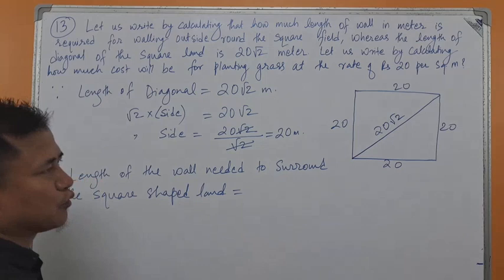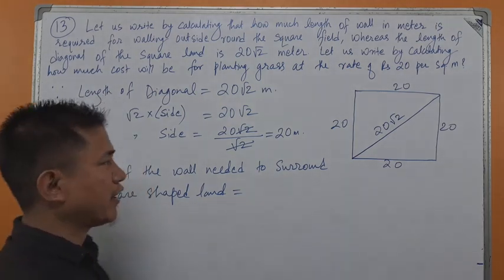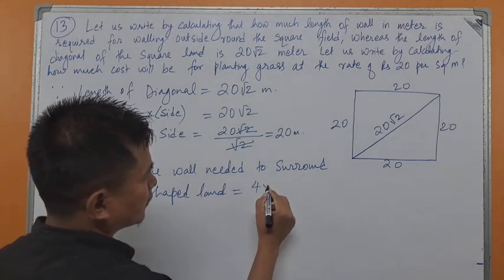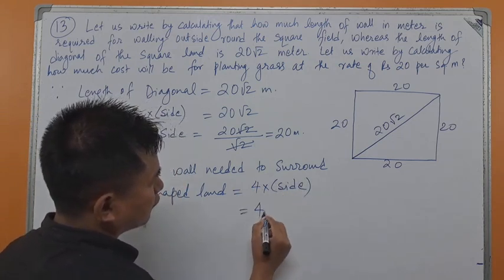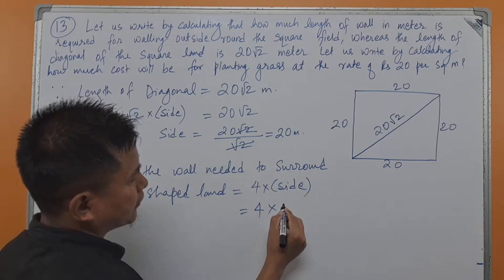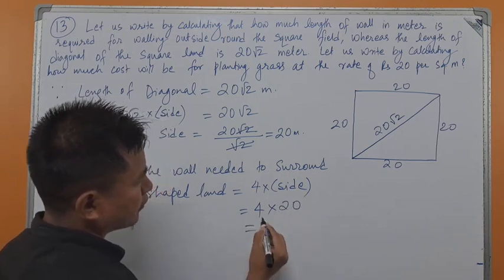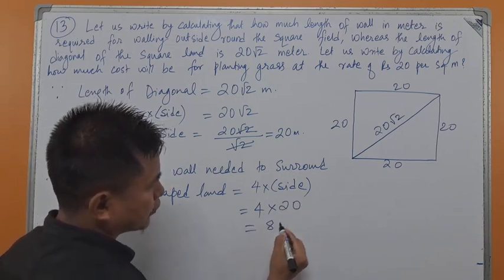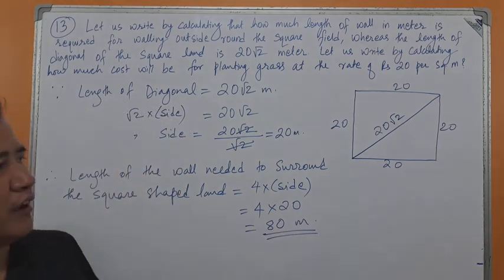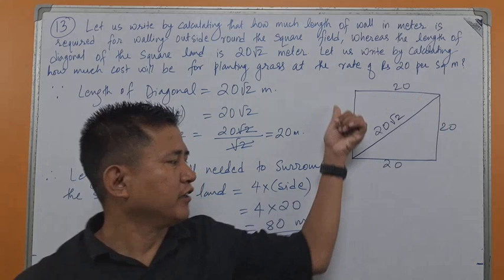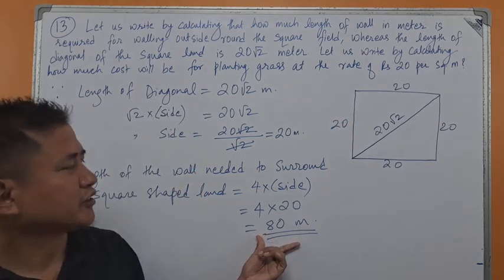equal to, so what is the formula for perimeter of square? 4 into side, isn't it? So we have 4 into side is 20, 4 into 20. This will give us 4 to the 8, and this 0 we write here, 80 meters. So what will be the length of the wall needed to surround this square field? 80 meter. This is the first part of the question.